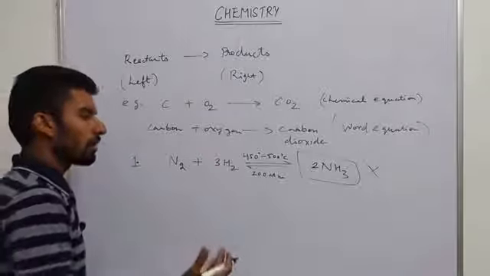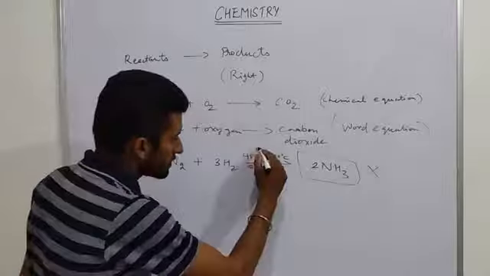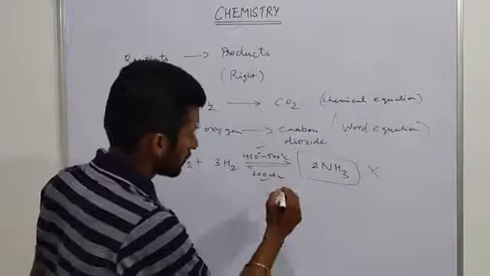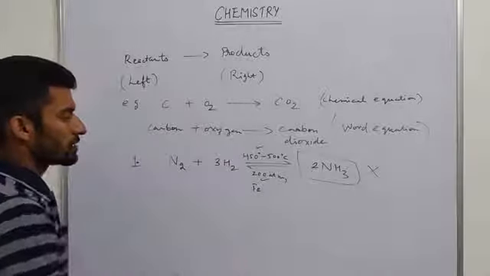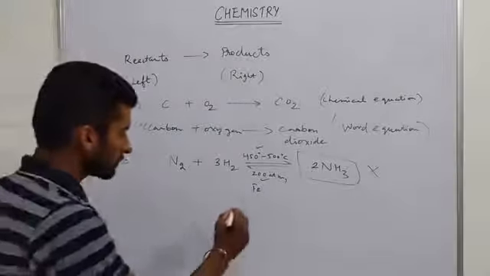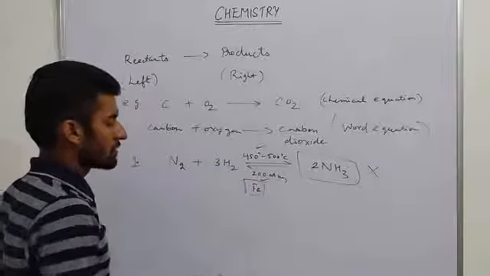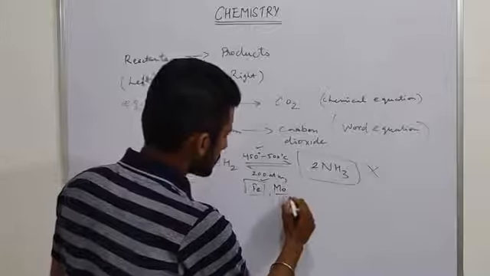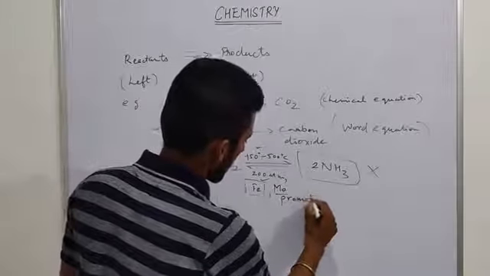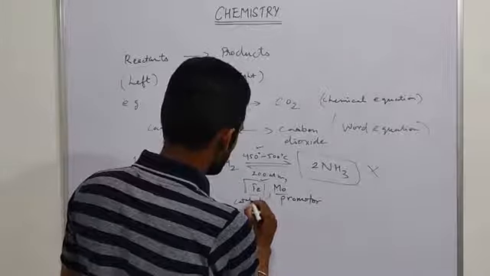So in order to make it more informative, the conditions such as temperature and pressure, along with one more thing, iron, is used here as a catalyst. Iron's symbol is Fe. So that also is written on these arrows. And molybdenum is another element that is used as a promoter. So what is catalyst, what is promoter, that also we will learn.